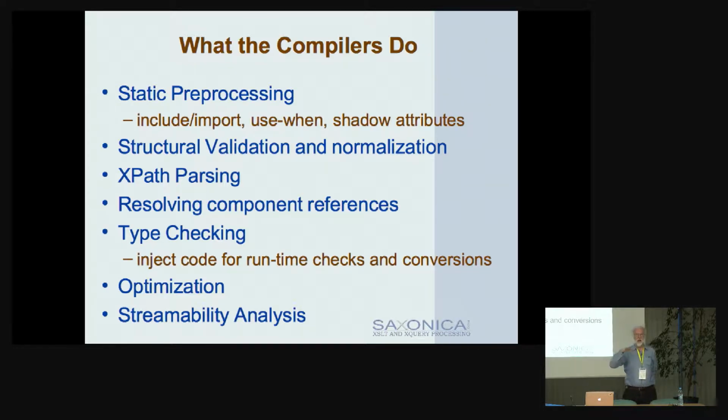That means dealing with the includes and imports in your XSLT, means dealing with the use-whens. If you've looked at XSLT 3 at all, there's more to be done at preprocessing phase, things called shadow attributes, attributes with an underscore in front, which get expanded at compile time, in fact at preprocessing time, into ordinary attributes. So there's a static preprocessing phase, then there's structural validation and normalization.